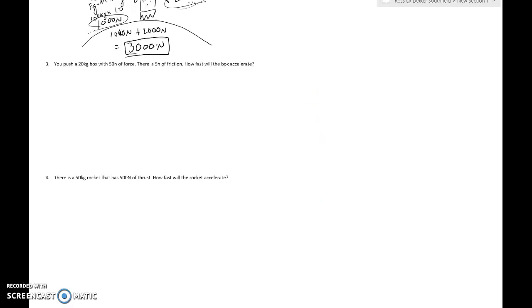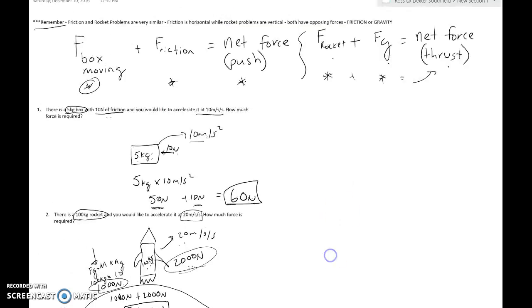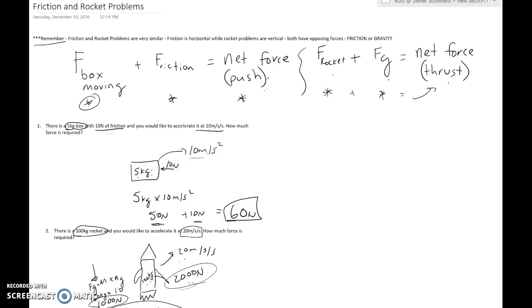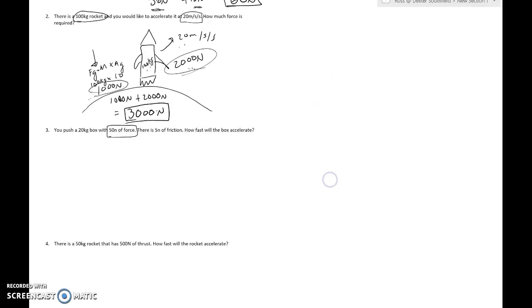Now, for 3 and 4, we're solving kind of in the backwards order. You know the 50 newtons of force that you have. That is your push. That's right here. You're given this, and you're given the friction. So now we need to figure out this piece right here. Okay, we're just going to be working backwards in this equation. So we've got our 20 kilogram box, 20 kg. We've got a 50 newton force. We've got 5 newtons of friction.